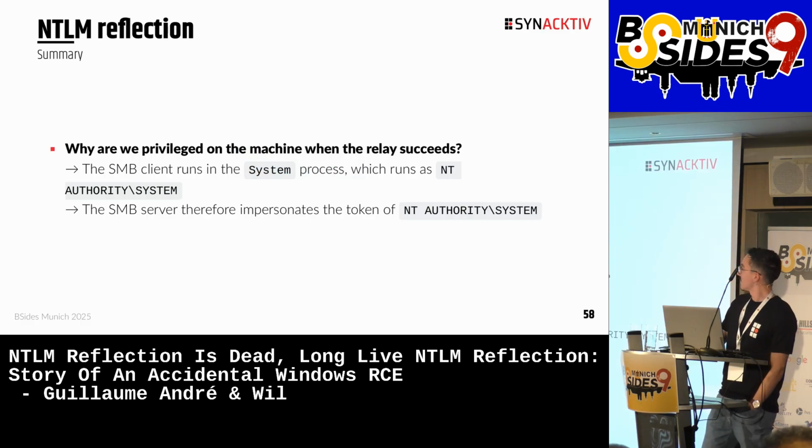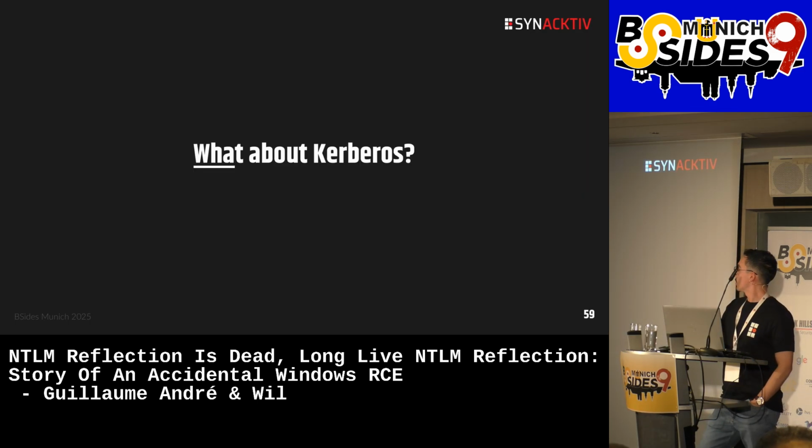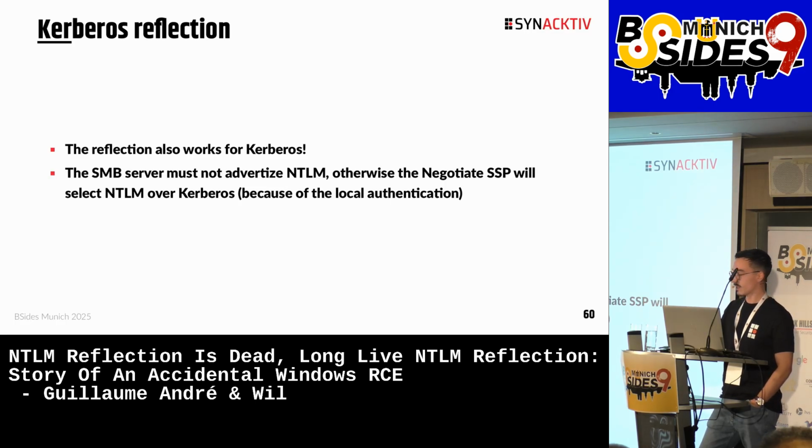So that's it for NTLM. But we also wanted to know if it would work on Kerberos, and actually the answer is yes. The vulnerability also affects Kerberos. The only thing to keep in mind is that your relay server must not advertise NTLM when you receive the first SMB connection, because there is a specific case for the Negotiate SSP which the SMB client uses, which will prefer NTLM over Kerberos only in the case of local authentication.